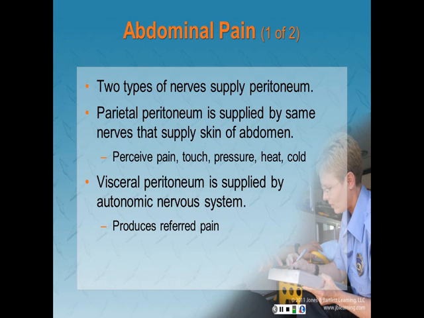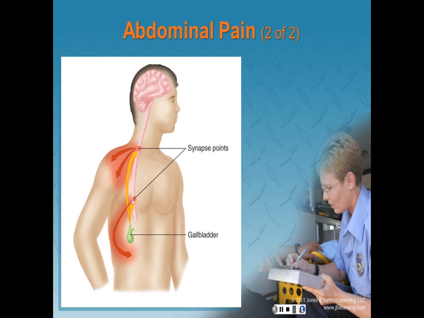The visceral peritoneum, however, is supplied by the autonomic nervous system, and the nerves are far less able to localize sensation, and patients will not be able to exactly describe where the pain is, and we call this referred pain. So, for example, with the gallbladder, we sometimes have synapse points that move pain up into the right shoulder.